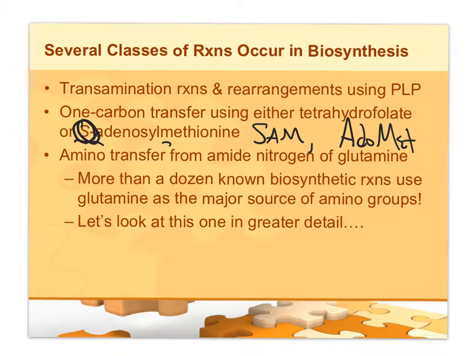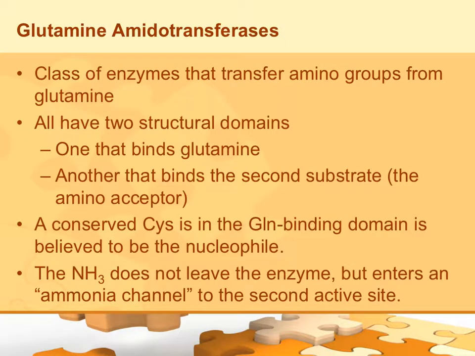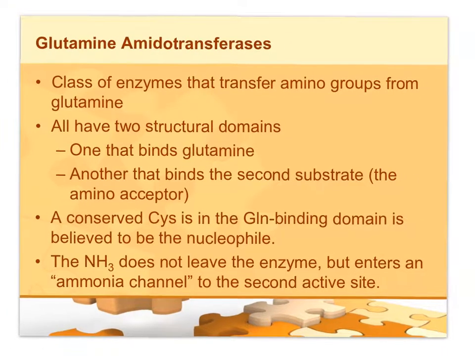Amino transfer reactions also from an amide, which is a little different than what we've seen in the past. So we're going to go into greater detail right now on this one right here. We've already seen this one, and then we'll talk about that probably not until Friday. Well, actually, I know it's not until Friday. So the class of enzymes that utilize the amide nitrogen are called amidotransferases, and technically it's glutamine amidotransferase. Now you do it. Thank you.